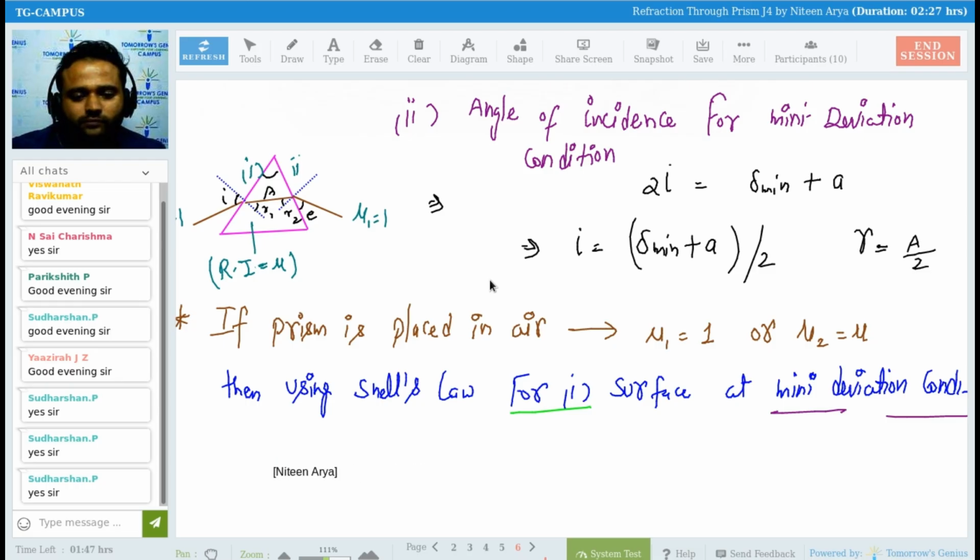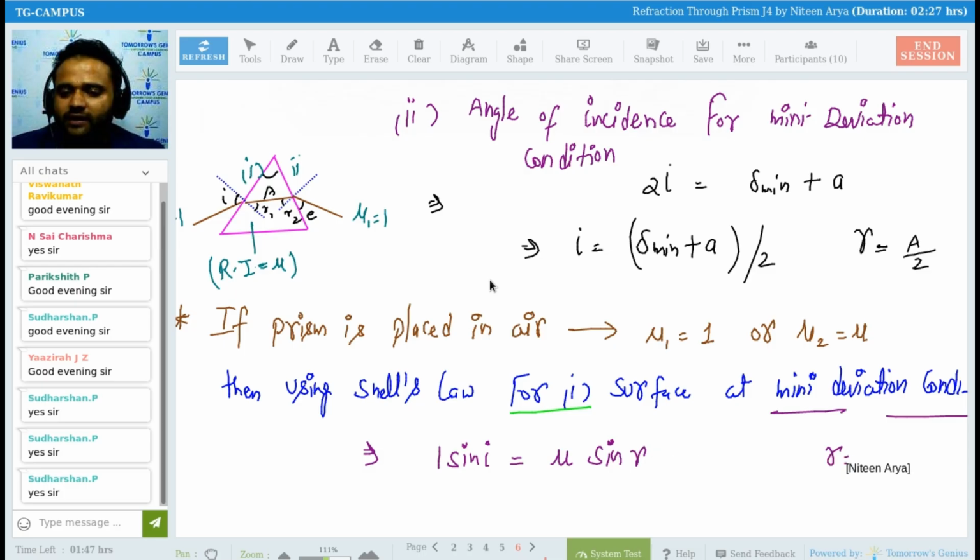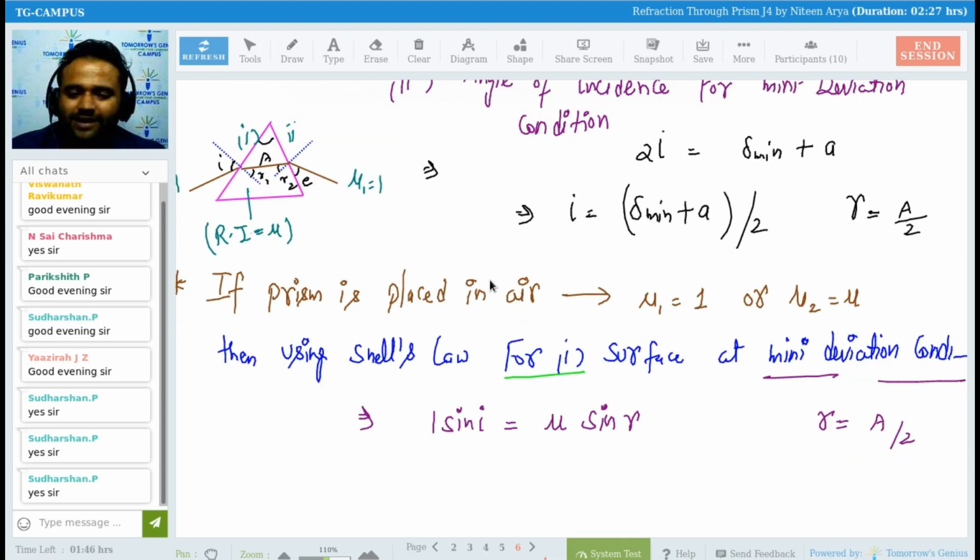So then, simple thing, mu1 which is 1, sine I directly. Okay, and mu2, which is mu sine R, because R1 and R2 are R only. So we know R also, R is A by 2. And beta, this I, which is the angle of incidence for minimum deviation condition, is del min plus A by 2, divided by whole 2. Isn't it? Clear na? Till now.